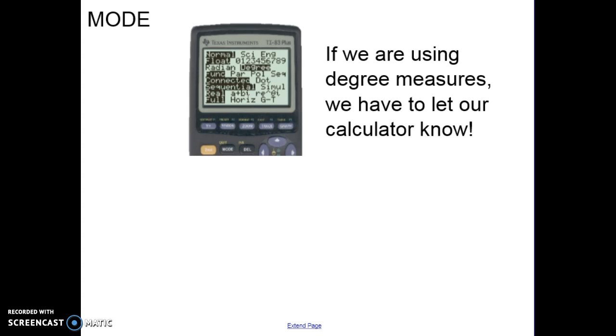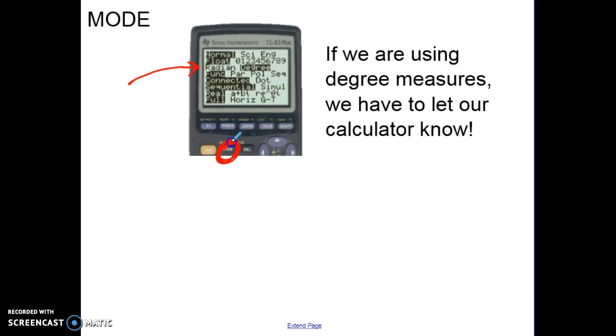Once your graphing calculator is out, I need you to go ahead and press the mode button. And then once you've pressed the mode button, make sure this third line down says that you are dealing with degrees instead of radians. Make sure we are dealing with degrees instead of radians.